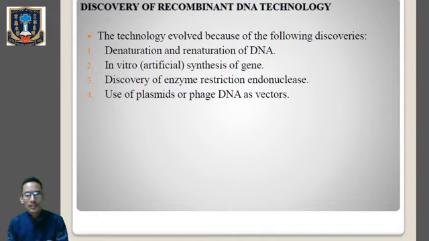Okay, then use of plasmids or phage DNA as vector. Vectors means where we will just put the gene of interest. Alright, so these are the 4 possibilities that led to the discovery of recombinant DNA technology. Now just briefly I will try to recall what we have learned in our previous classes.